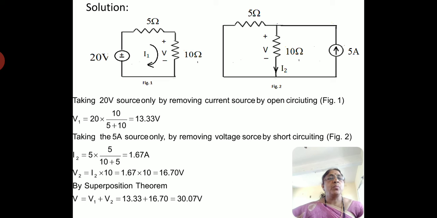And from this I2, V2 is equal to I2 into 10, that is 1.67 into 10, which is equal to 16.70 volt. Then by the superposition theorem, the voltage across the 10 ohm is V1 plus V2. Therefore 13.33 plus 16.70 is equal to 30.07 volt.